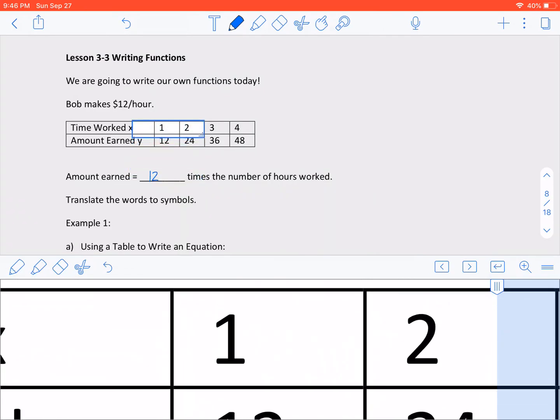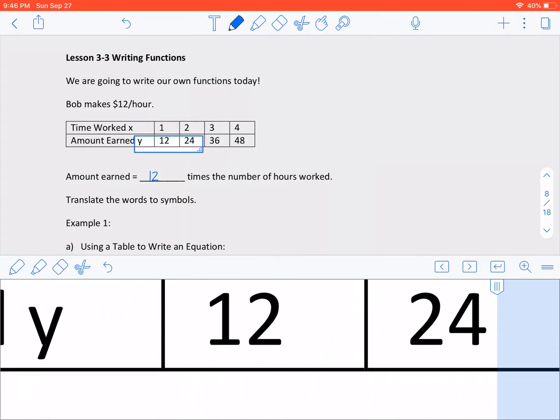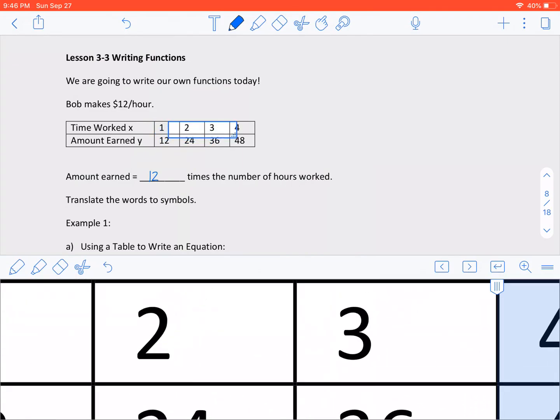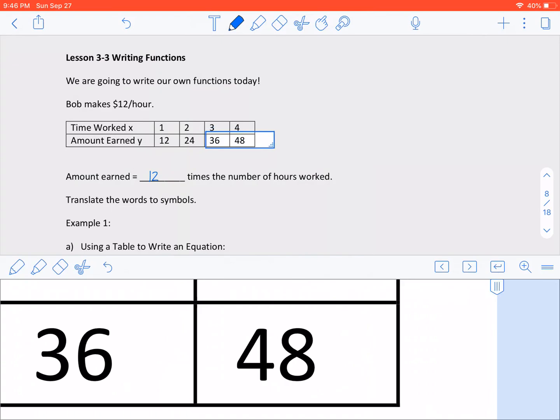How do I get from x to y? Take 1 times 12, I get 12. Take 2 times 12, I get 24. Take 3 times 12, I get 36. Take 4 times 12, I get 48. It's figuring out a relationship between x and y. In this case, I take the x times 12 to get y.